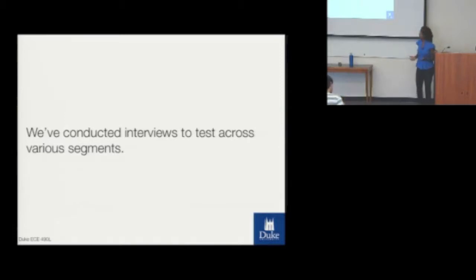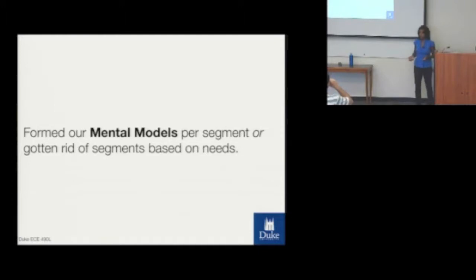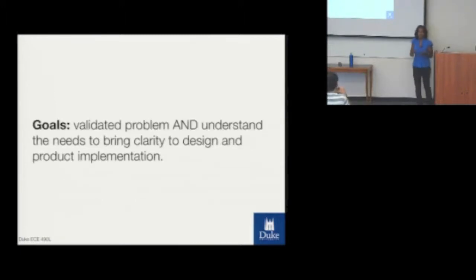And to do this, we began by conducting a number of interviews. We might have had multiple segments because we weren't really sure which segment to go after, right? And then we formed our mental models based on each of the segments, and that helped us determine which segments had particular needs, right? And if they had some needs, maybe we get rid of a segment because their needs are really weird and it's going to be hard for us to design a solution that's common for all the segments. And the real goal in doing all of this is that we're trying to validate what the problem is that we think exists.